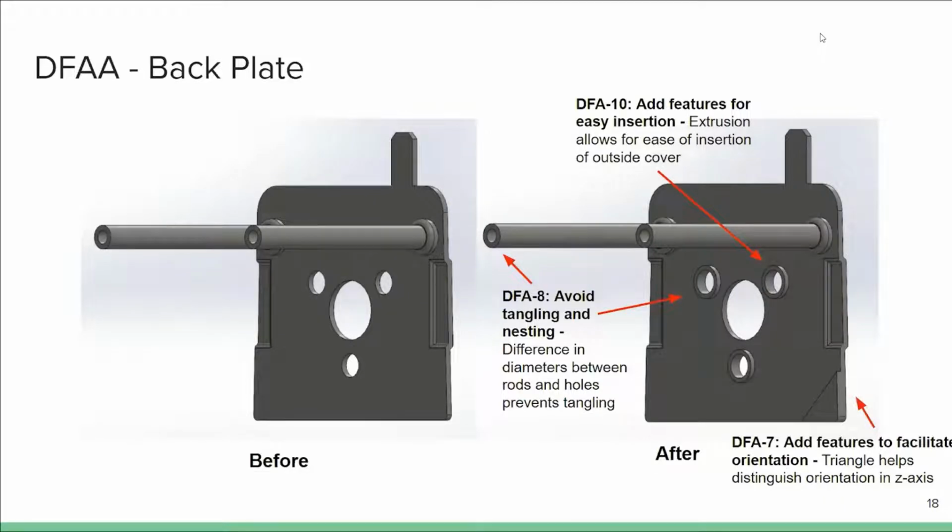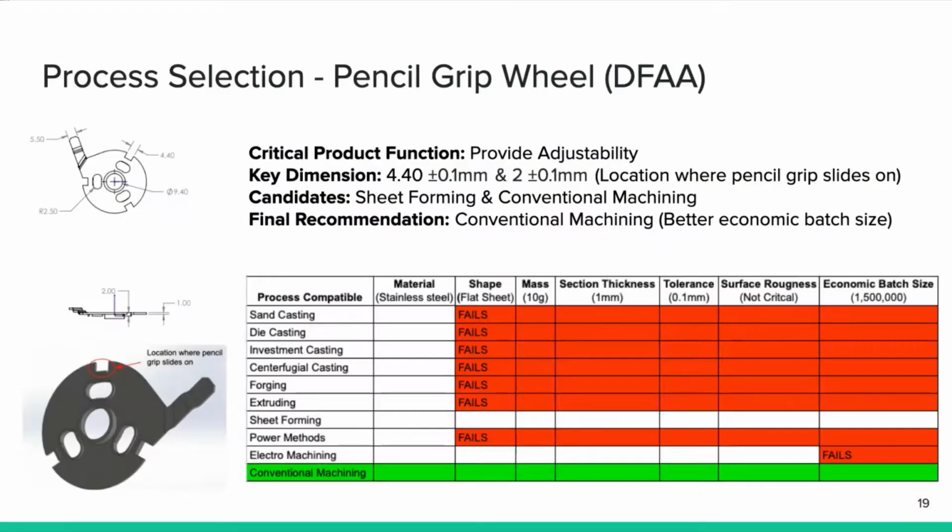Similar to the pencil grip wheel, we added extrusions for easy insertion where the outside cover is inserted into the backplate, following design principle DFA 10. We made the diameters of these extrusions larger than the diameters of the rods to prevent tangling, following design principle DFA 8. Lastly, we added a triangle on the lower right of the backplate to facilitate orientation, following design principle DFA 7. Now we'll be discussing process selection of these parts.